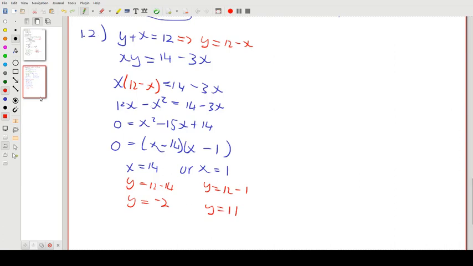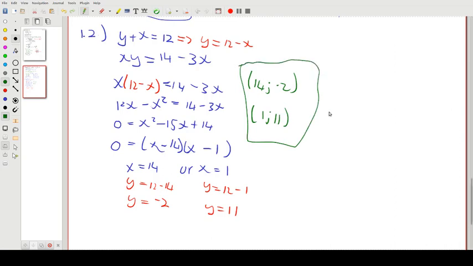And then usually we want to write this in coordinate form. So our answer for this would be, let's write it here, either 14 and negative 2, or 1 and 11. Right, so these will be our answers. That'll be our final answer in coordinate form.